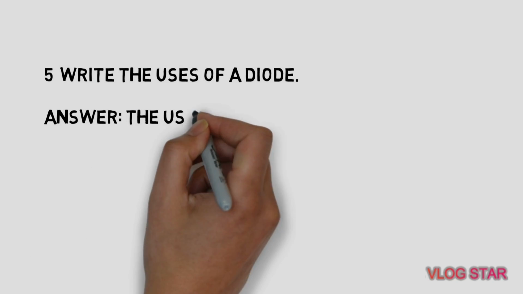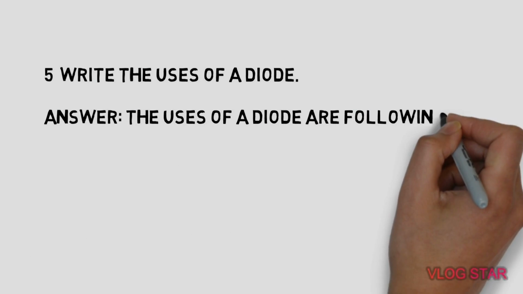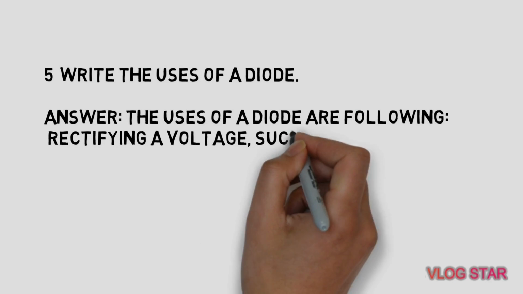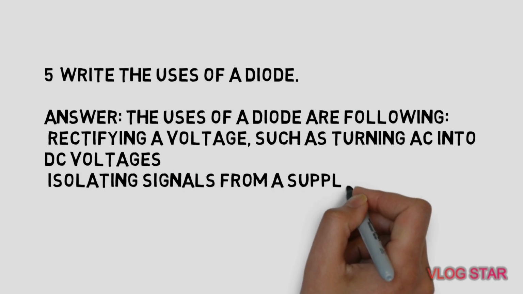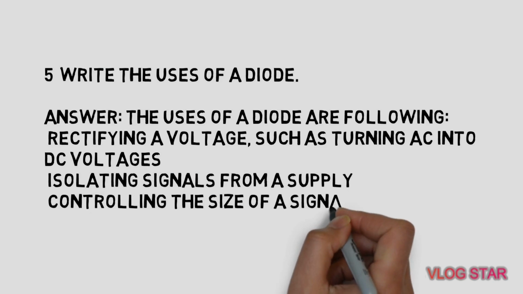5. Write the uses of a diode. Answer: The uses of a diode are the following: rectifying a voltage, such as turning AC into DC voltages, isolating signals from a supply, controlling the size of a signal, mixing signals.